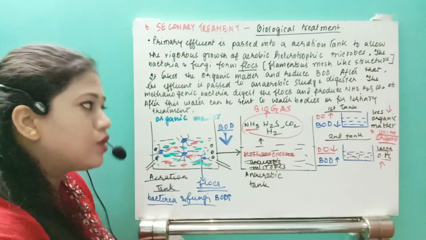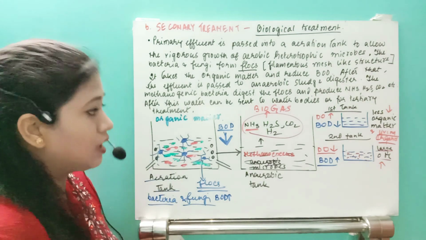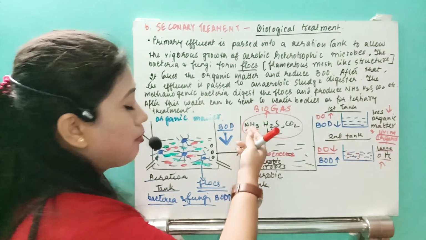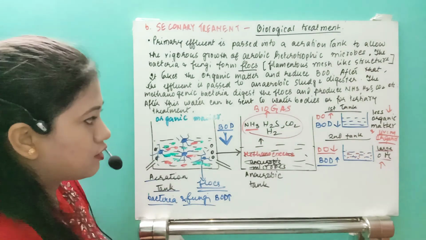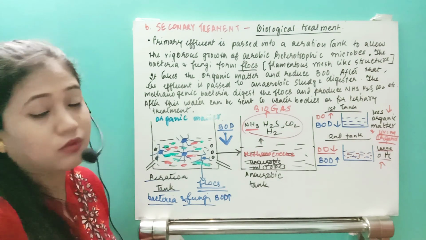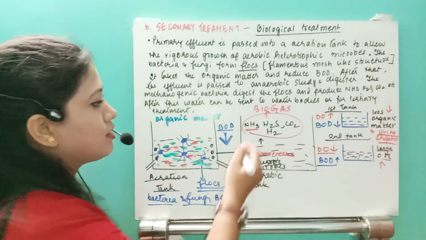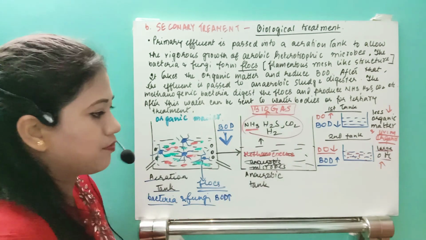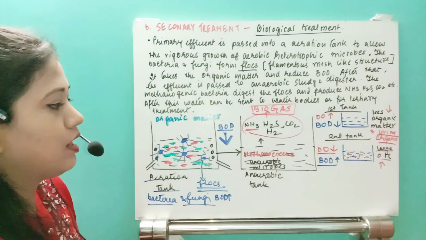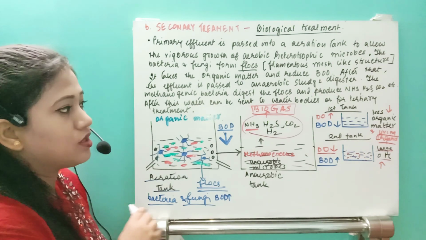It was producing some gases like methane, ammonia, then hydrogen sulfide, carbon dioxide, hydrogen, etc. So these gases will be removed, and this is nothing but known as the biogas. And after this, the secondary treatment is over.